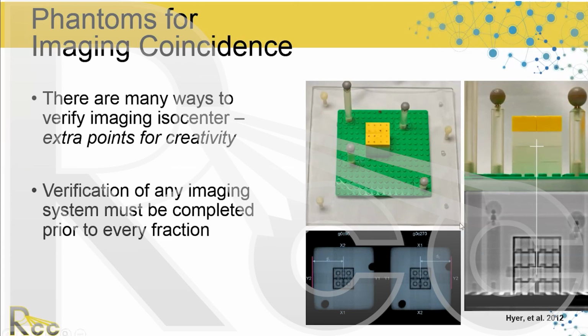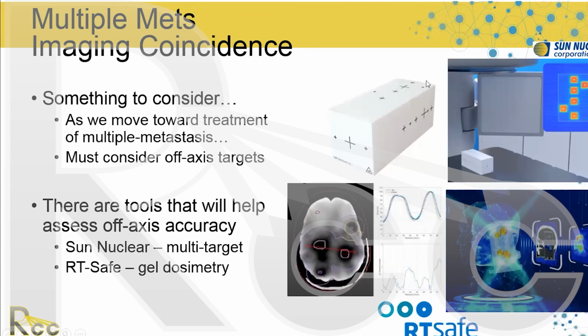So that's what they took advantage of in this study, and he wrote his own tool to verify isocenter with a Lego Winston Lutz test. So you could make a Lego multi-leaf collimator. You could make a Lego in that test.